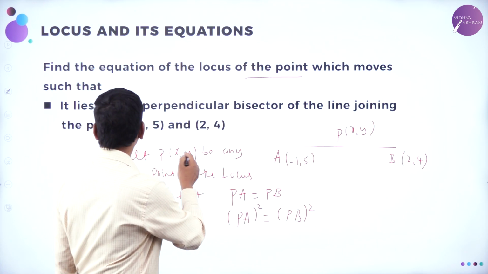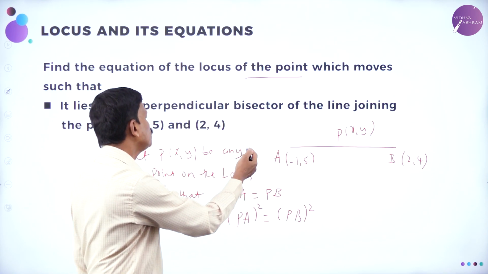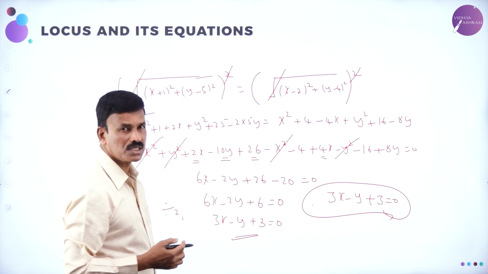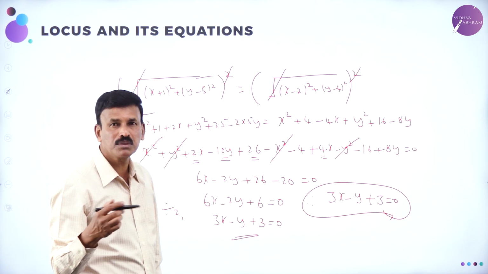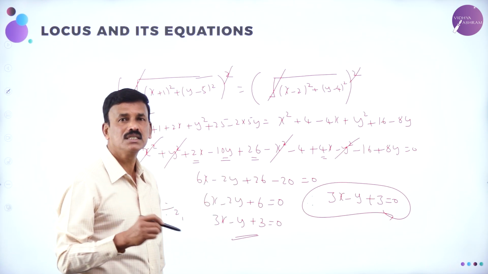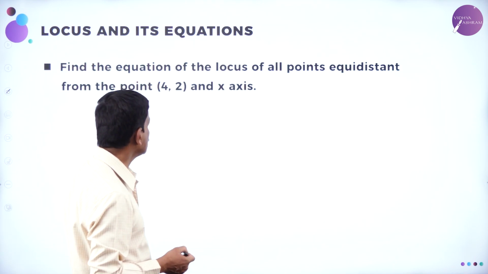So very important problem for 5 marks. The perpendicular bisector of the line joining the points A (minus 1, 5) and B (2, 4): PA square is equal to PB square. PA is equal to PB, squaring on both sides will give the equation of a straight line, ax plus by plus c is equal to 0. Right. Now move on to the next problem.